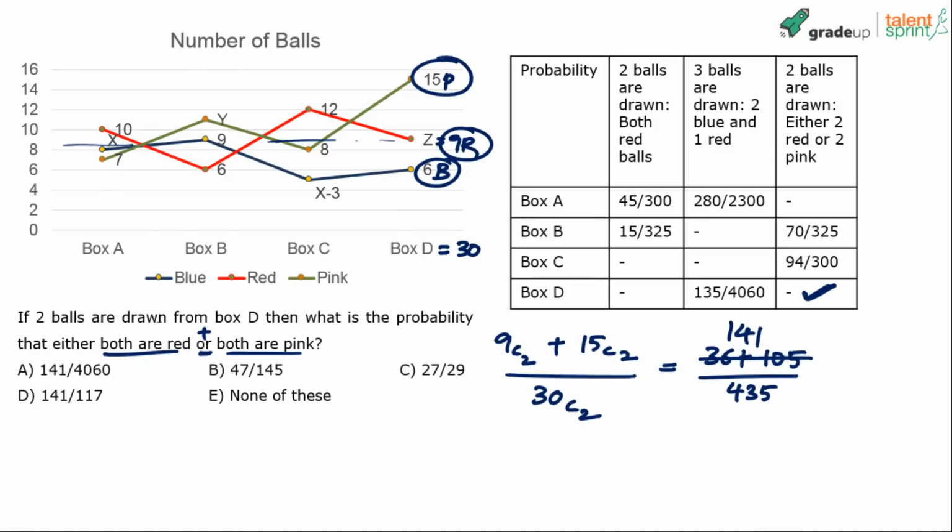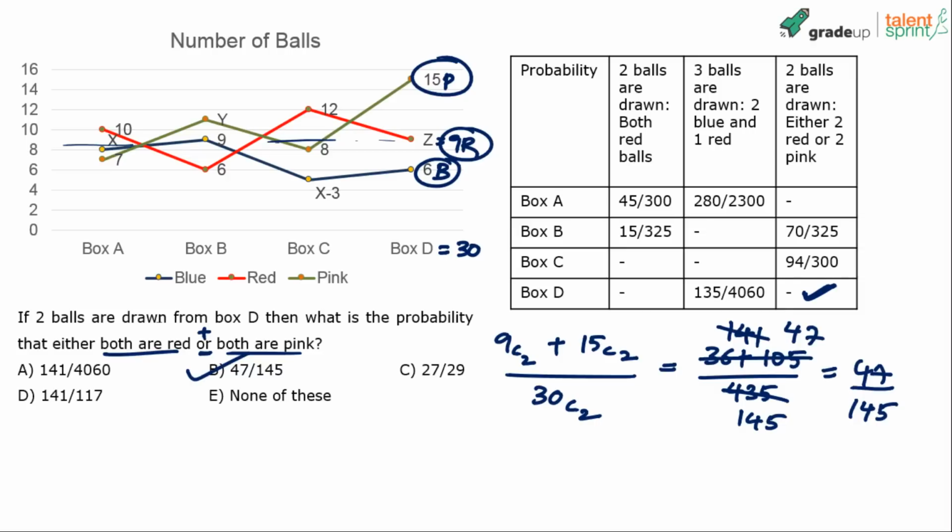I think both are multiples of 3, right? This is 3 into 47, and this is 3 into 145. So 47 by 145 should be the answer. Yeah, option B should be the answer. 47 into 3 is 141, and 145 into 3 is 435.